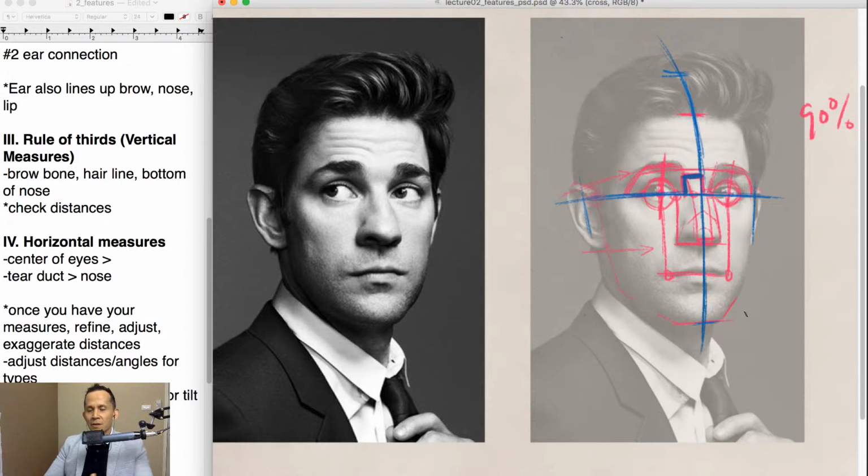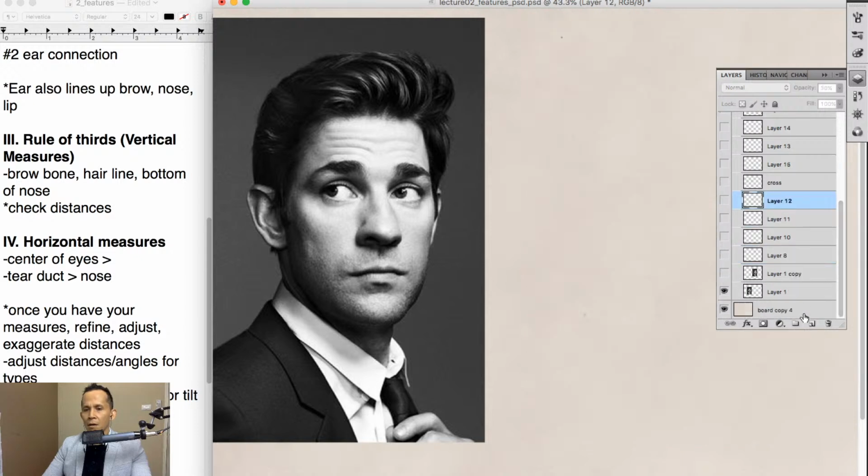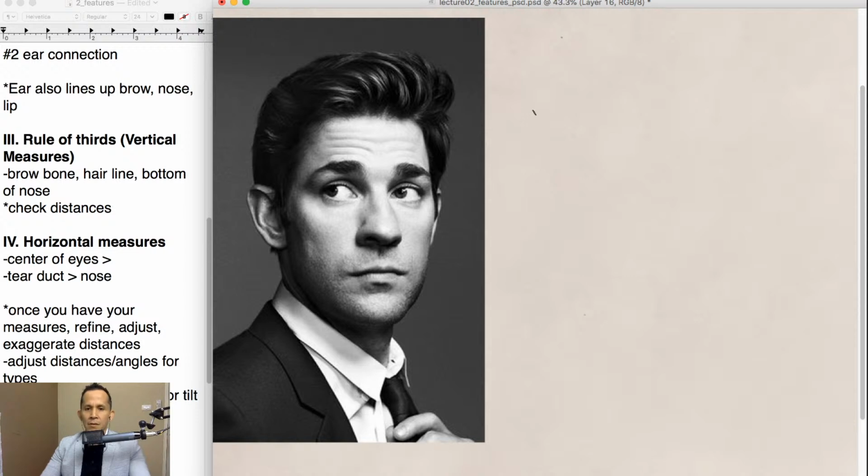And so now, once you have your measures, ready to rock and roll, now you can... I'm just going to try to draw freehand here.